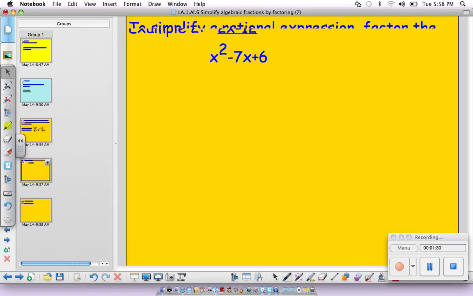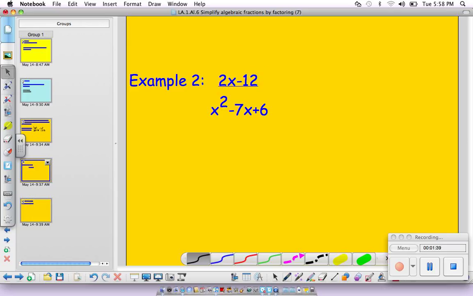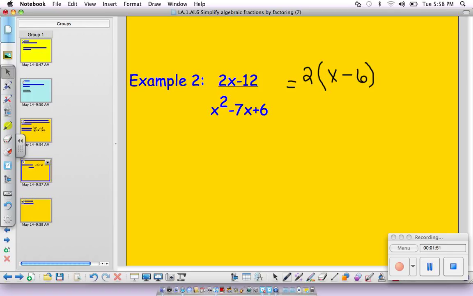Example 2. 2x minus 12 over x squared minus 7x plus 6. I have a common factor in the top. It's 2. When I factor it out, it's 2 times x minus 6. The bottom needs to be factored into 2 binomials. So I'm going to start here.